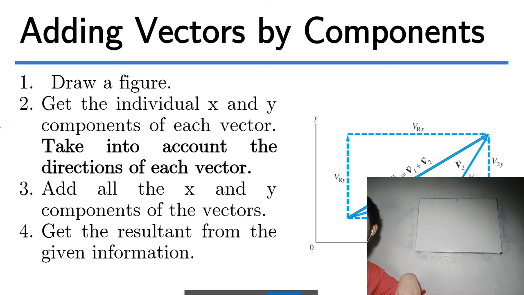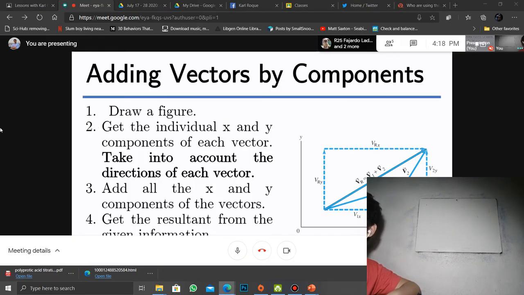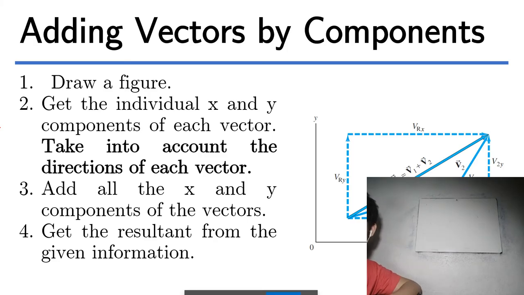Sige. So, summary, how do we add vectors? Multiple vectors by components. Number one, draw a figure. Number two, get the individual X and Y components of each vector. Take into account the directions of each vector. Bakit? Let's see later, no? Number three, add all the X and Y components of each vector. And number four, get the resultant from the given information.